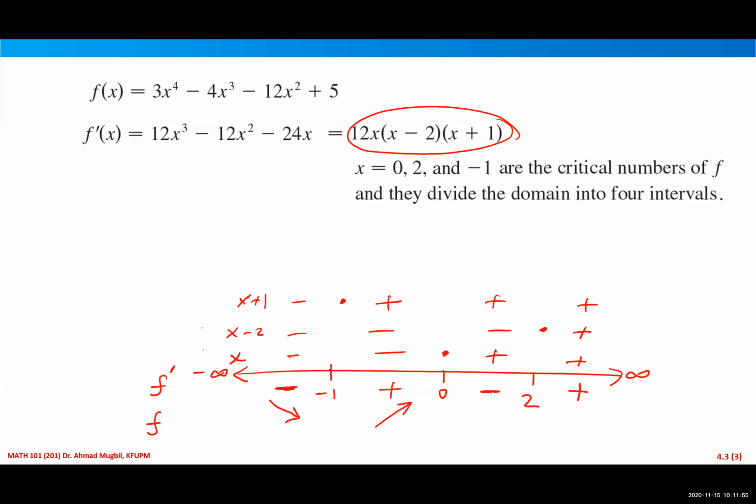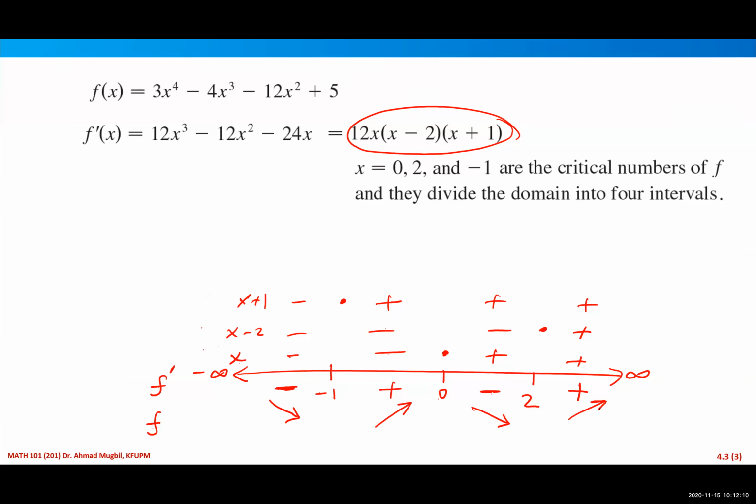So from negative infinity to -1, it is decreasing. From -1 to 0, it is increasing. From 0 to 2, decreasing. From 2 to infinity, increasing. Is it clear, ya shabab?